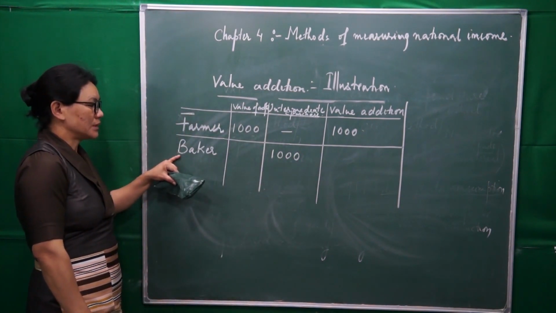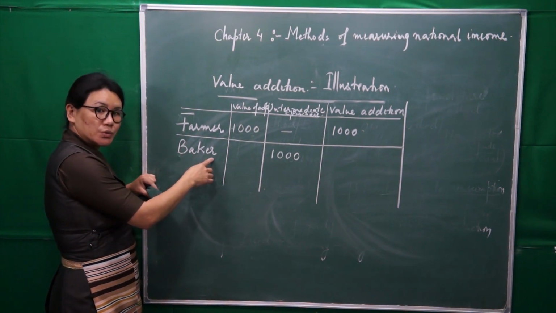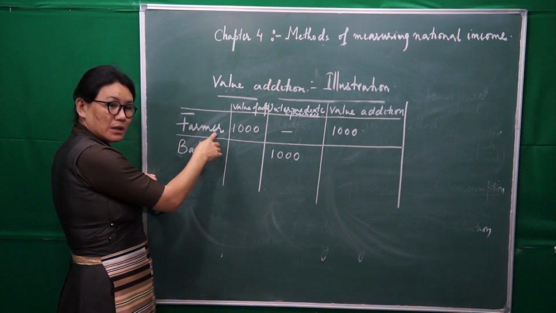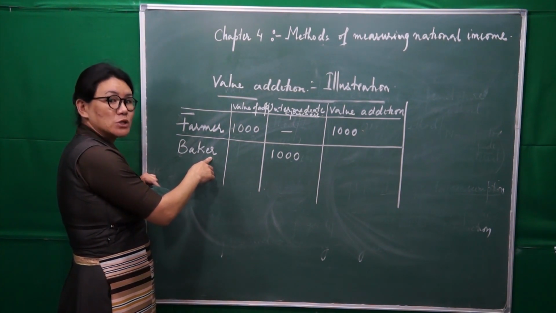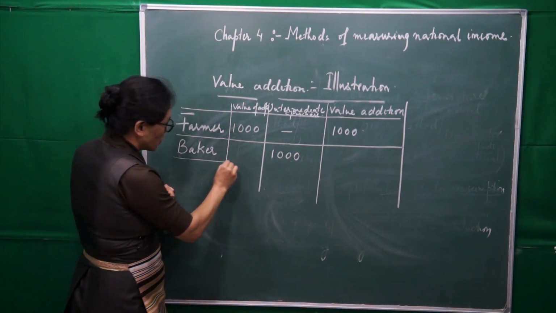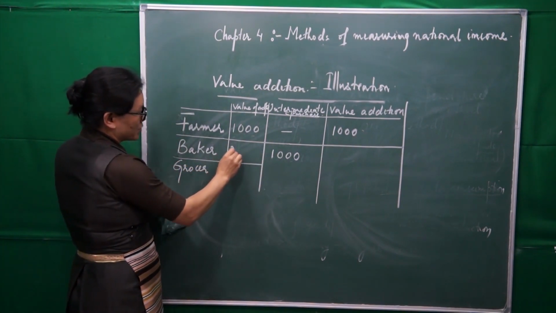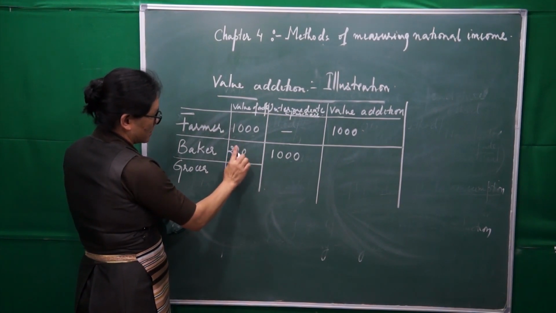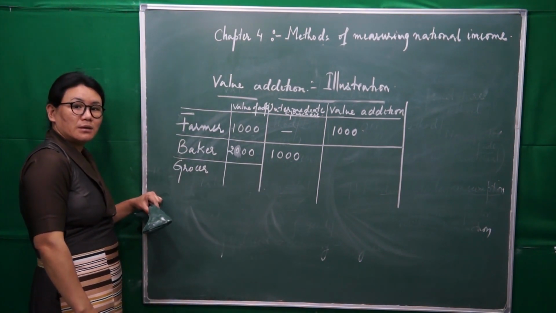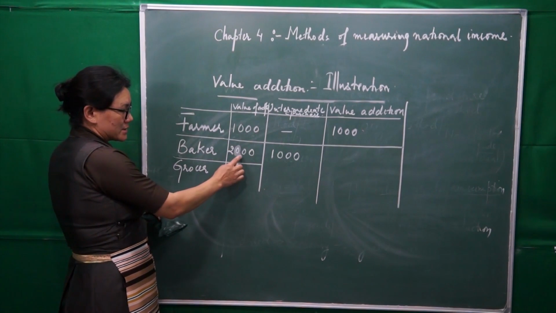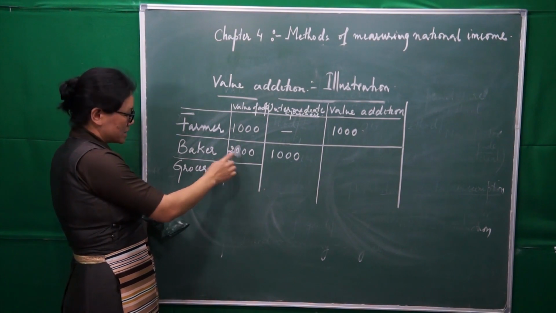Is that clear? Okay. Now, what the baker has done is, baker has used the wheat and converted it into bread. Okay. And sold it to grocer at this price. Sorry. We assume like this. Okay, so at this price, baker has sold his output, that is bread, to grocer.